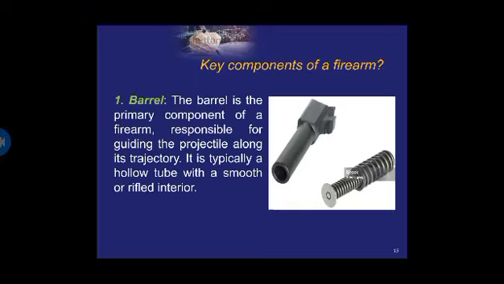Number one is the barrel. The barrel is the primary component of a firearm, responsible for guiding the projectile, or the bullet, along its trajectory. It is typically a hollow tube with a smooth or rifled interior.